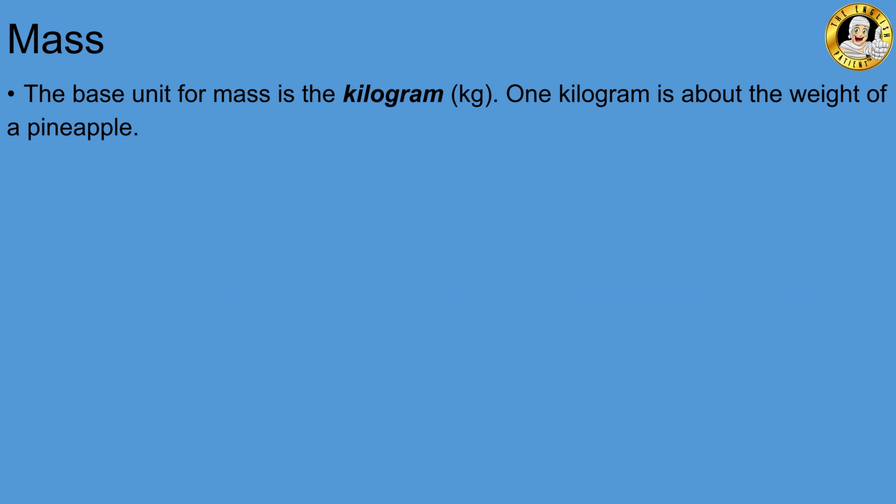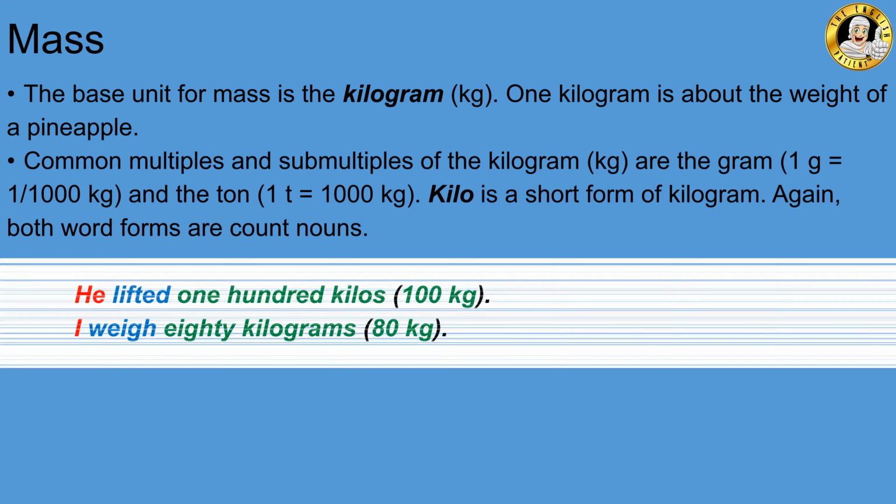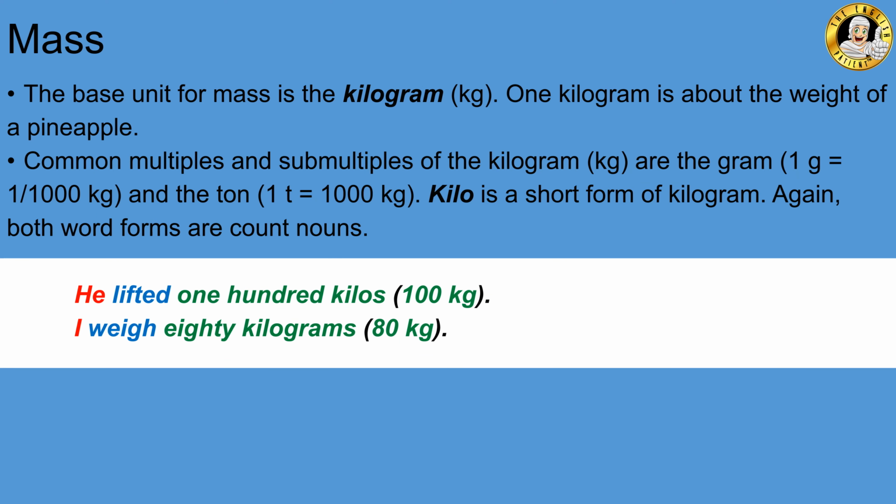Now, the base unit for mass is the kilogram, written as a small kg. 1 kilogram is about the weight of a pineapple. Now, common multiples and submultiples of the kilogram are the gram. So 1 gram is equal to 1/1000th of a kilogram. And the ton, the metric ton here. So 1 ton, it's a small t, equals 1,000 kilograms.